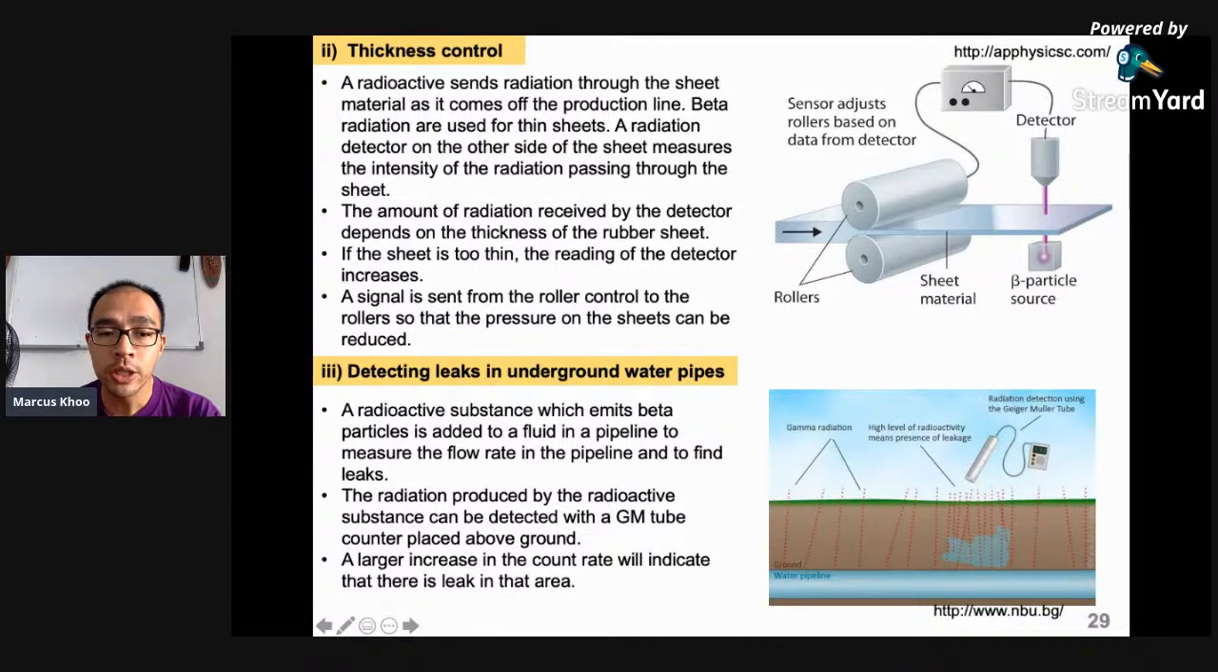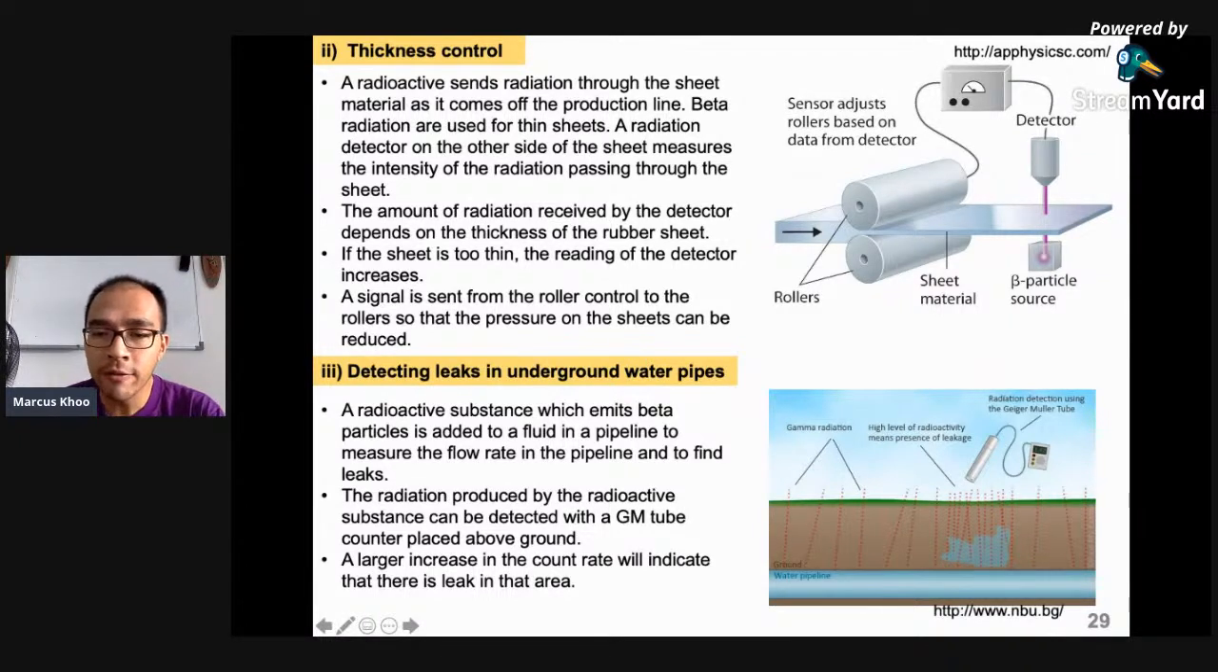The radiation produced by the radioactive substance can be detected with a GM tube counter placed above the ground. If there is a leak, the water will come out, and over here the radiation will be much higher than over here. So a larger increase in the count rate will indicate that there's a leak in the area. That means over here is where you have to dig, because of the high level of radioactivity.